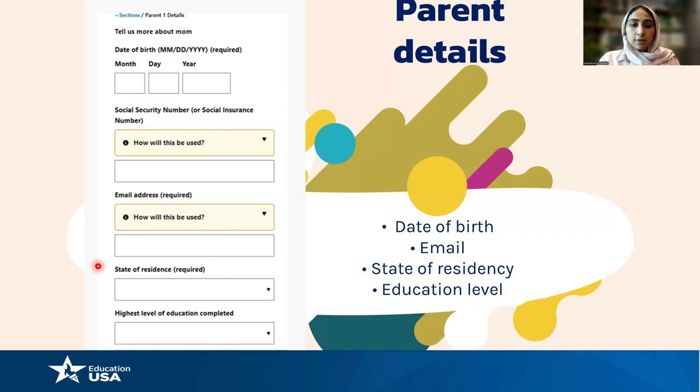And then highest level of education completed. Again, we're looking at your parents section, so highest level of education completed is asking about your parents' education. So keep that in mind.